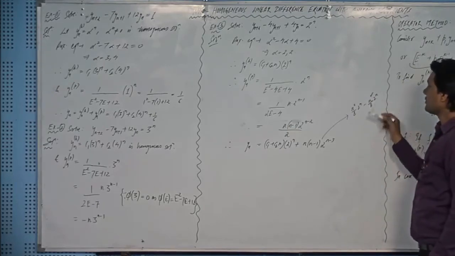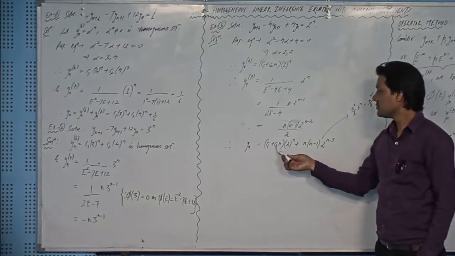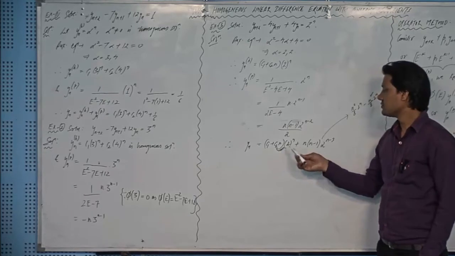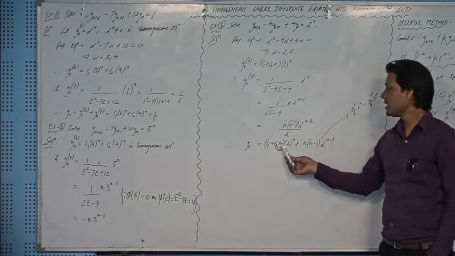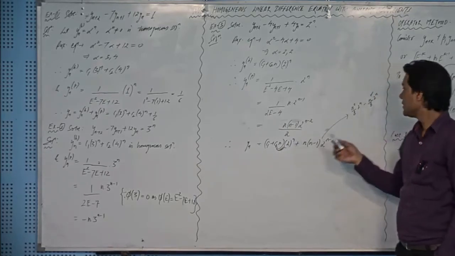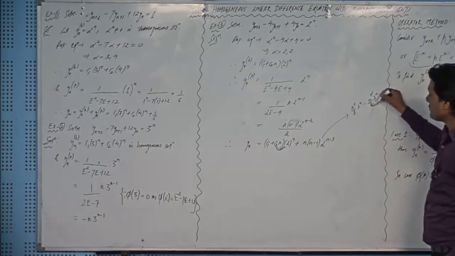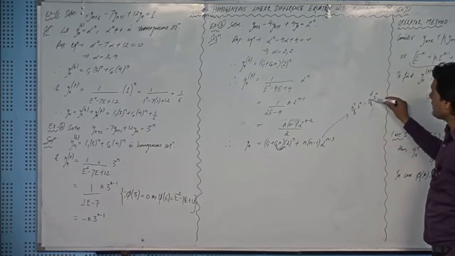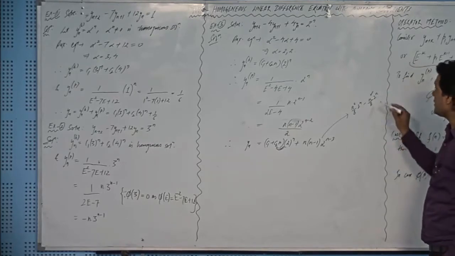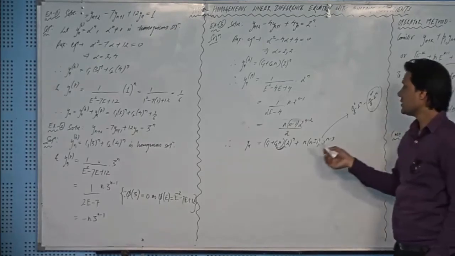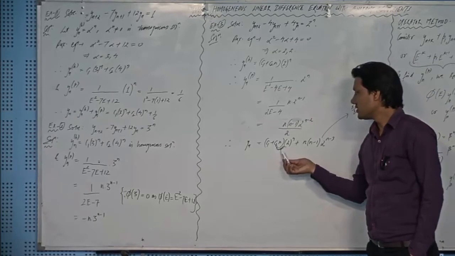This second term is of the same form as this term, right? Constant multiplied by n multiplied by 2 to the power n. Here is the constant. Constant is 1 by 8. 1 by 8 is constant, multiplied by n and multiplied by 2 to the power n. It means that this term is already occurred here, right?